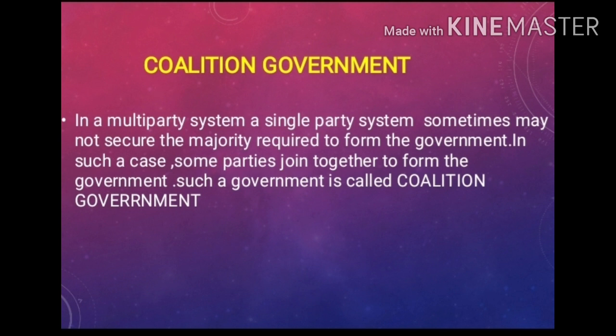For example, if there are three parties and one party is alone and two parties are joined together, the two parties may form the government and the single party which is not supported will stay out of the government. Such a government is called a coalition government. So two parties join together and form a government. Such a thing is called a coalition government.